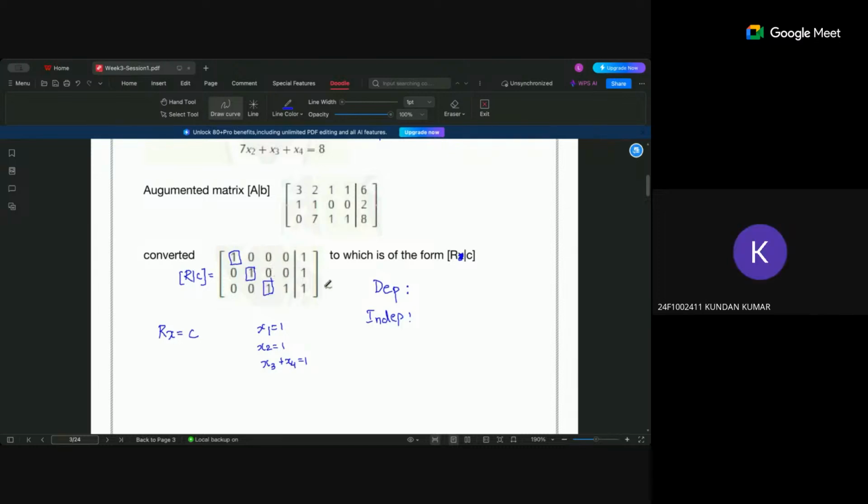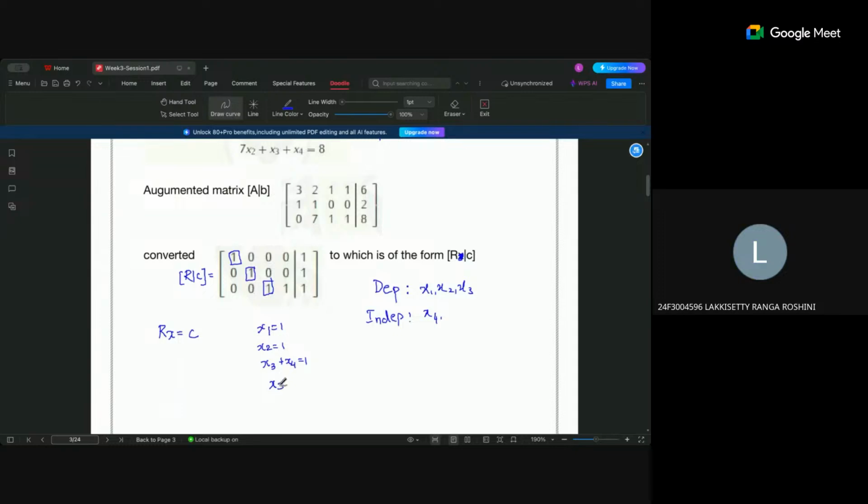X1, X2, X3 are dependent, and X4 is independent. Okay, so here the values of X1, X2 are already there. For finding the value of X3, you just put some value for X4 and find the value for X3.